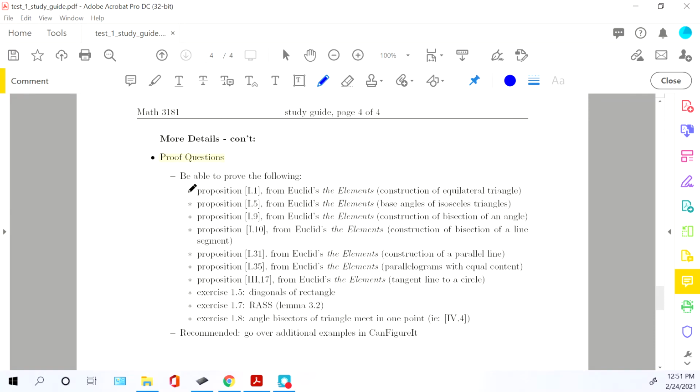So the first one here is proposition 1. This was the proof of the construction of an equilateral triangle. Try to do it on your own. It's relatively short, but you also have the full solution in our notes because we did it together in class.